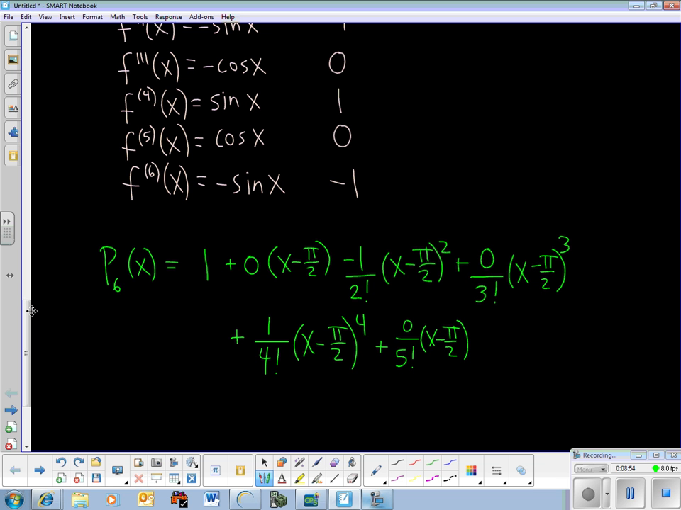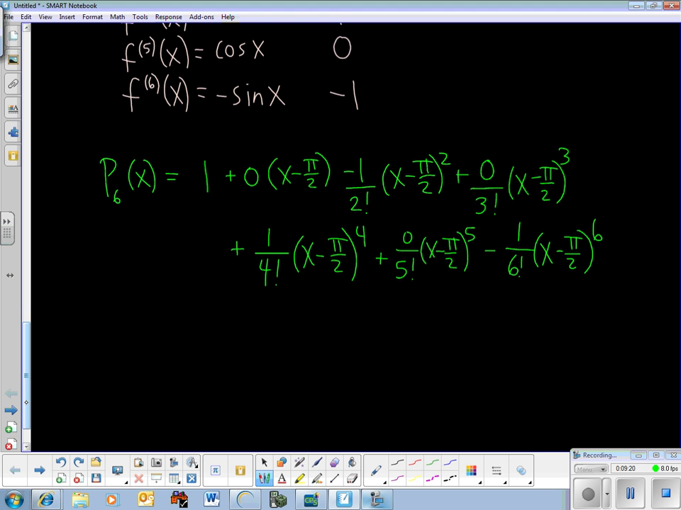All right, we have derivative, factorial, power. Fifth derivative, fifth factorial, fifth power, and finally I'm at negative 1 for my sixth derivative. And you can do plus and put the negative right next to the one, you can just subtract the whole term either way. 6 factorial, x minus pi over 2 to the 6th power. So technically this is my answer, I just need to clean it up a little bit. Final answer, the 6th degree Taylor polynomial for the function sine centered at pi over 2 is this.